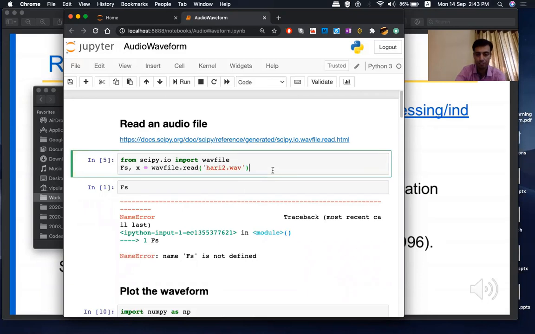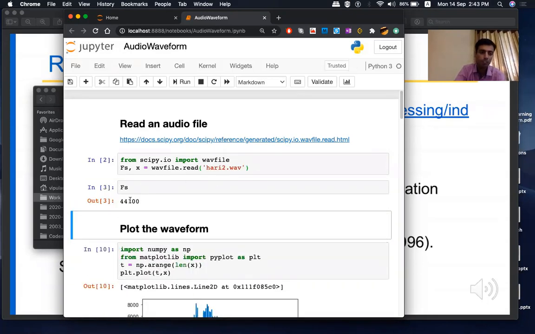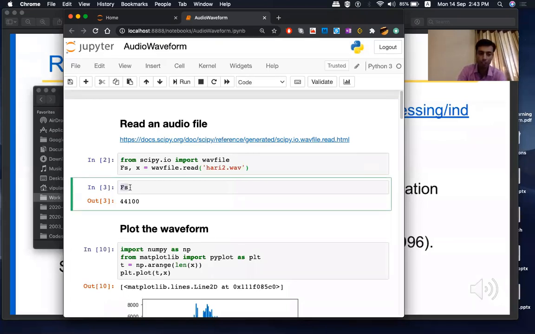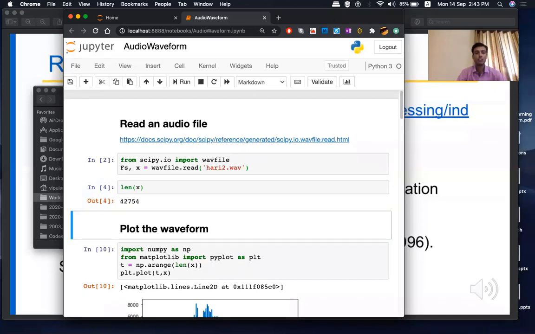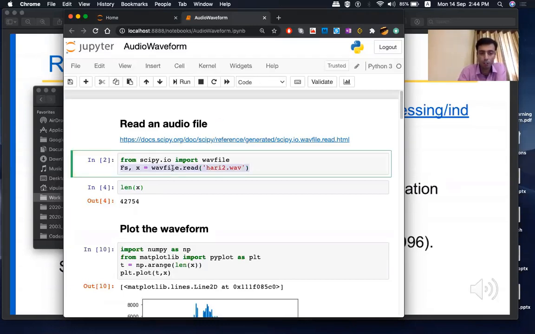So I have to run this. My sampling frequency is 44,100 hertz, which means for 1 second of audio, I have got 44,100 samples. Now I want to see the length of X, my signal. It's 42,754, which means it is slightly less than 1 second, because 44,100 is the number of samples in 1 second. So my X is slightly shorter than 1 second. This is how I read my audio file into my computer.